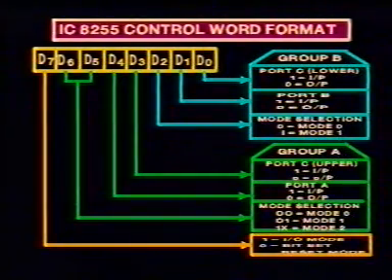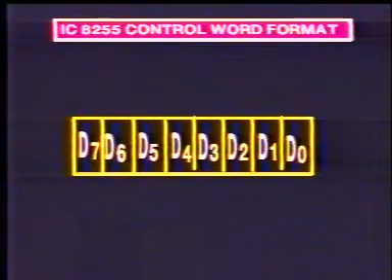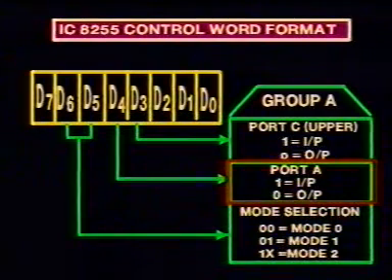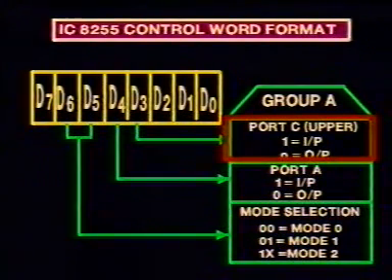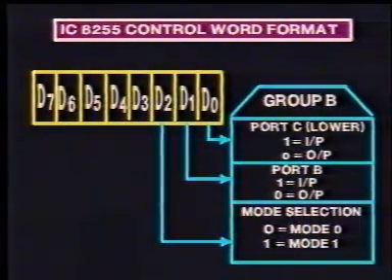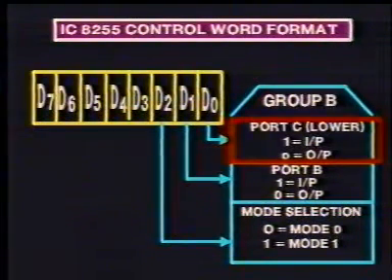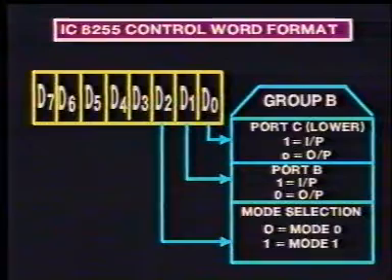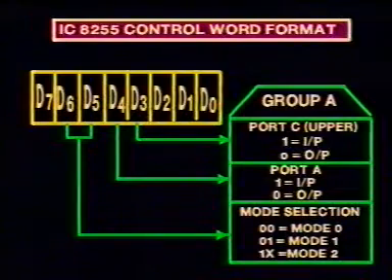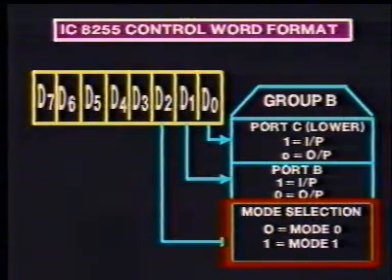The 8 bits of the control word completely configure the device. Each bit encodes certain detail about the operational mode. Port A and upper half of port C are grouped together and called group A. Port B and lower port C form group B. Group A can operate in mode 0, mode 1 and mode 2, while group B can operate only in mode 0 and mode 1.